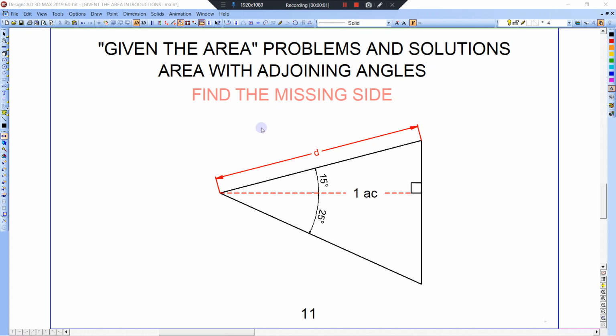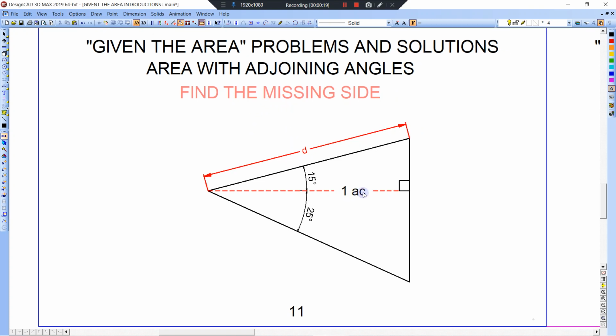All right, welcome to video 11. Just kicking these out one after another. We have given the area problem. This is adjoining angles. This one's solvable. We've got to solve for this first, right? And we're going to do that now.